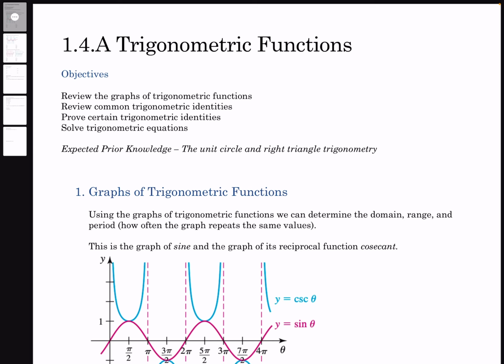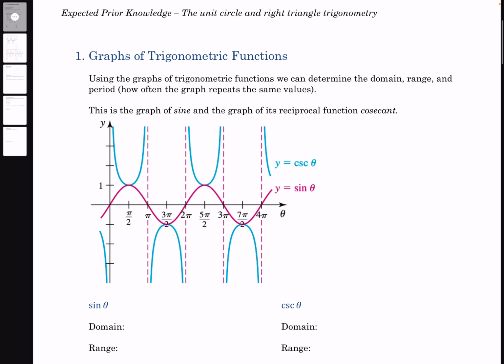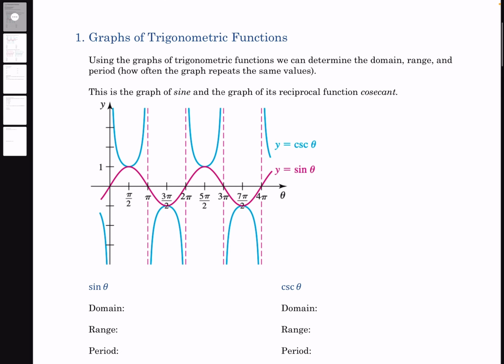So an expectation for both sections is you have a basic knowledge of the unit circle and we understand right triangle trigonometry. Okay, so first let's get started with the graphs of the trigonometric functions. In this diagram, we have the graph of sine theta and its reciprocal function cosecant theta.